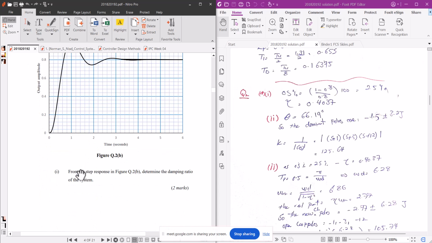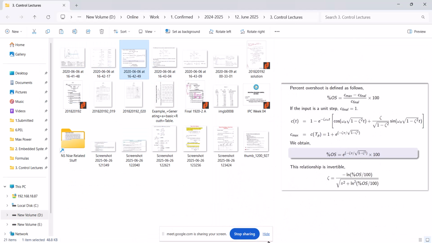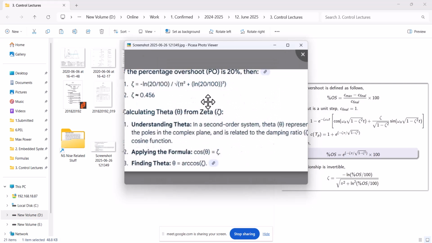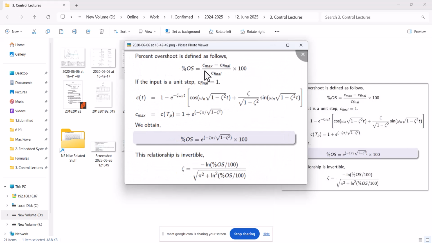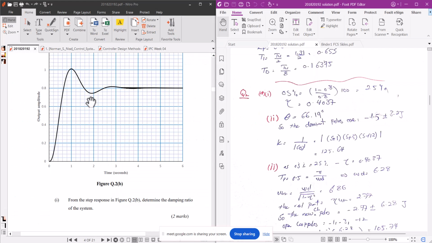Now the question is, from the step response determine the damping ratio. So how will you calculate the damping ratio? I show its formula first of all. Percentage overshoot is C max minus C final over C final into 100. Your C final is 0.8 and your C max is approximately 1. So 1 minus 0.8 over 0.8 into 100, that is equal to 25%.